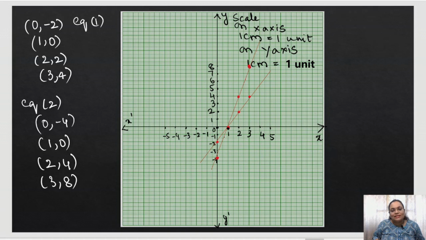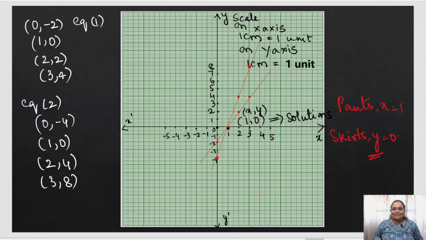So these two lines are intersecting at the point 1 and 0. So this 1, 0 is the solution of the given pair of linear equations. Therefore we can say that the number of pants, that is x, is equal to 1, and the number of skirts, that is y, is equal to 0. Okay.